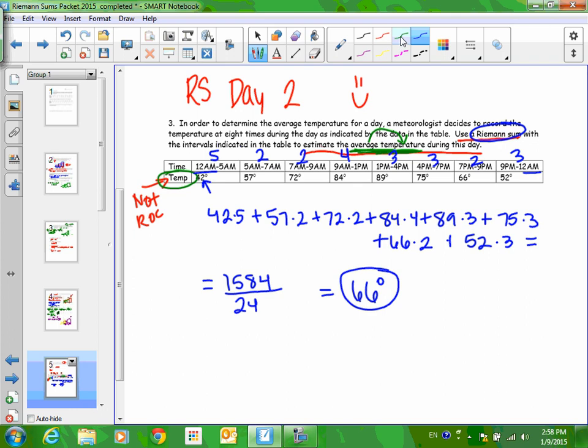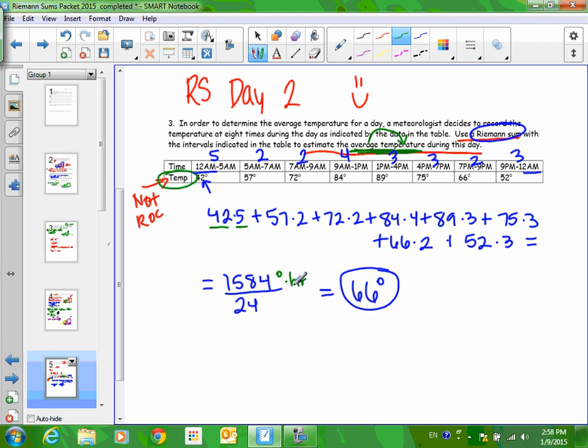Now, I want to say one more thing about this. Let's say that you're like, I still don't understand why we have to divide. Okay, like why is that even an issue? Well, let's think about our units. What were the units on 42? Degrees. And so that was true of all of these big numbers. What are the units on 5? Hours. So our units on this 1584 should be degrees times hours.